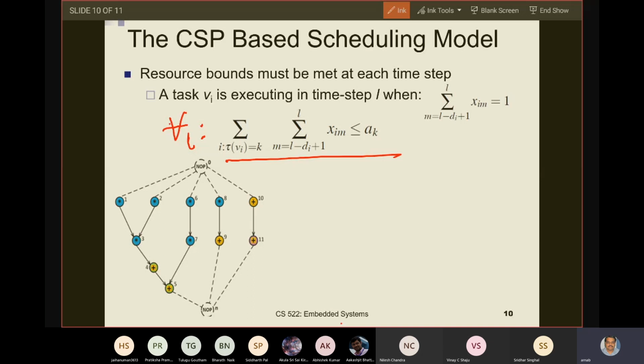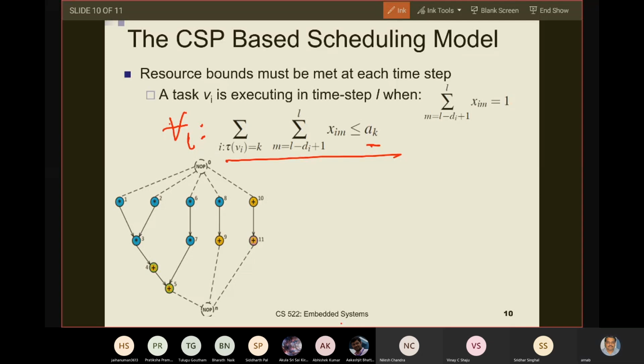Now, if you go into the variable set that we defined as input, we saw that AK denotes the number of processors of type K, in the input parameter set. So the LHS must be saying that the total number of tasks executing at any time step L of type K must be less than or equal to AK, right?